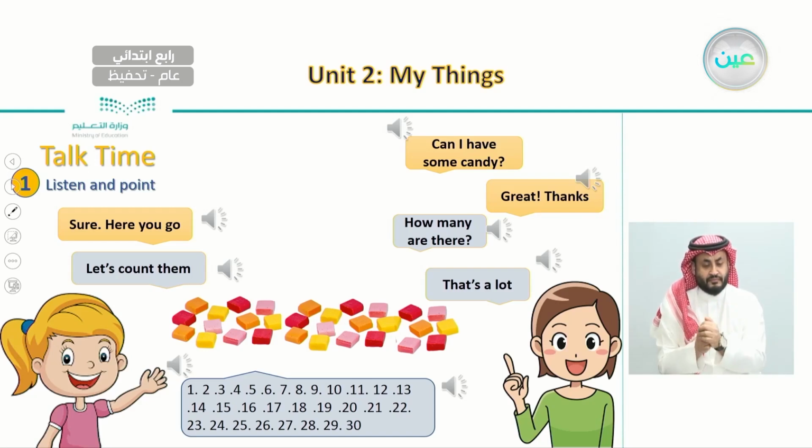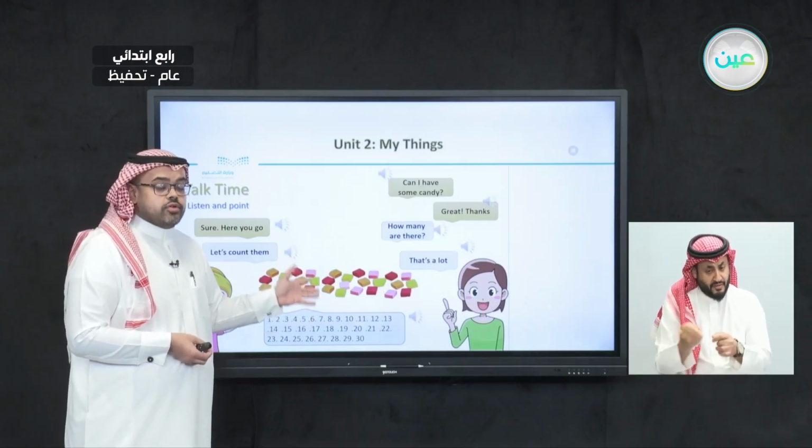So let's start from here. Here we have 1, 2, 3, 4, 5, 6, 7, 8, 9, 10, 11, 12, 13, 14, 15, 16, 17, 18, 19, 20, 21, 22, 23, 24, 25, 26, 27, 28, 29, and 30. So here we do have 30 candies.